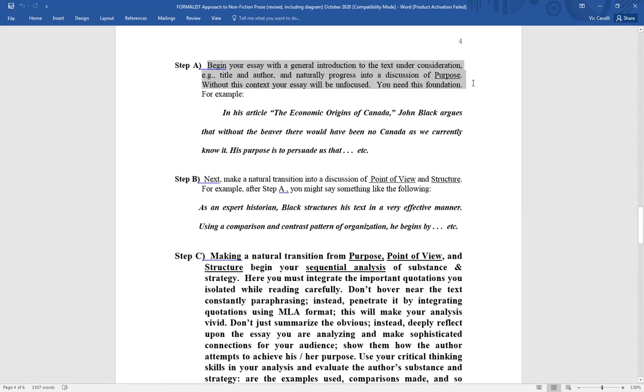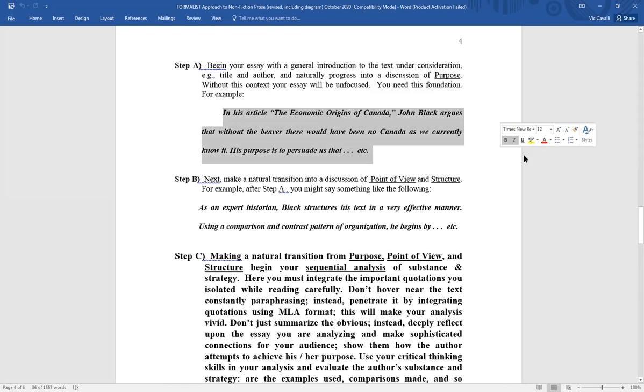You need this foundation. For example, in his article, The Economic Origins of Canada, John Black argues that without the beaver, there would have been no Canada as we currently know it. His purpose is to persuade us that, and then we go on. Use the word purpose. Make it clear that this is his thesis. This is why the author is writing. Use the word purpose, okay?